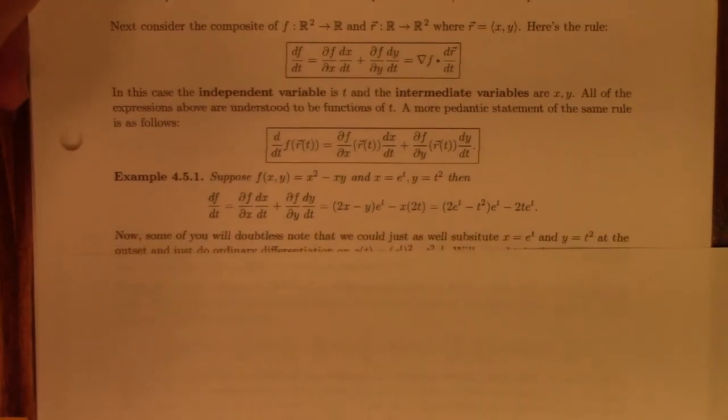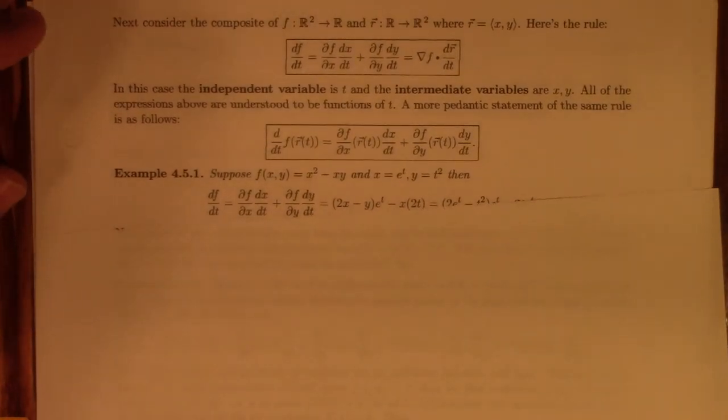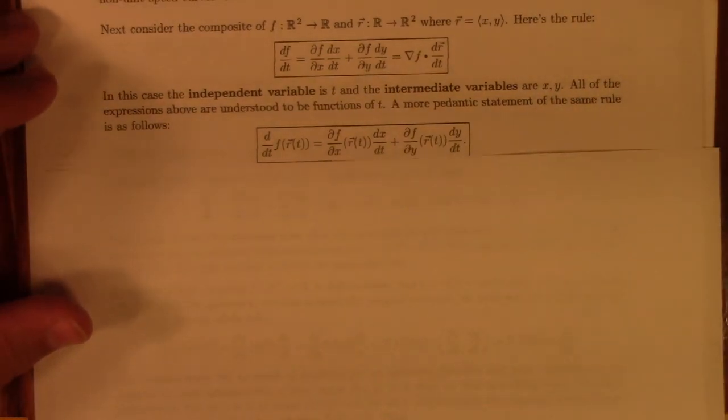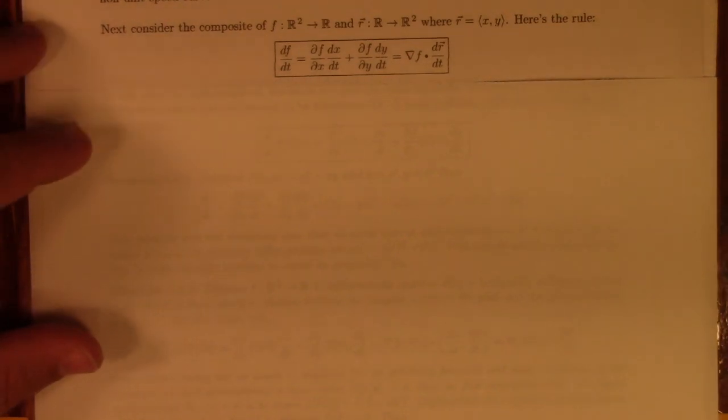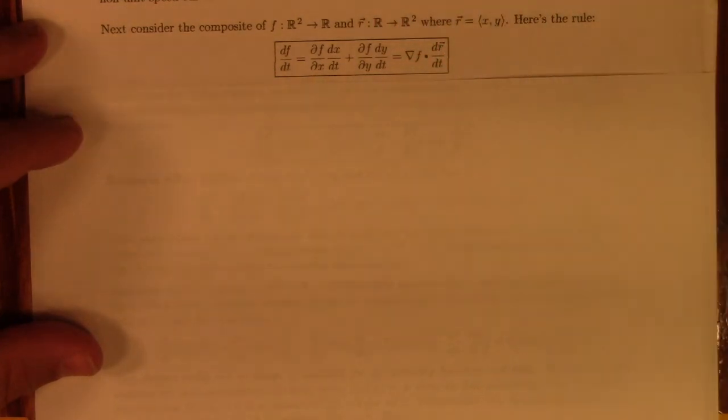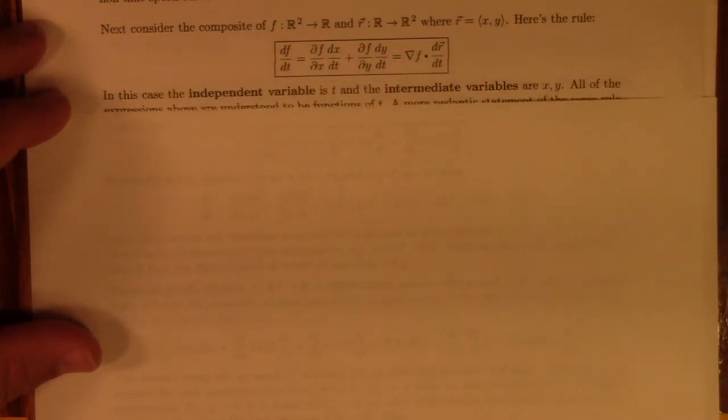So next, this is the new one. If we consider the composite of a function of two variables, then here's the rule. The derivative of f of r of t is partial f partial x dx dt plus partial f partial y dy dt, which we can rewrite as the dot product of the gradient of f with the velocity.